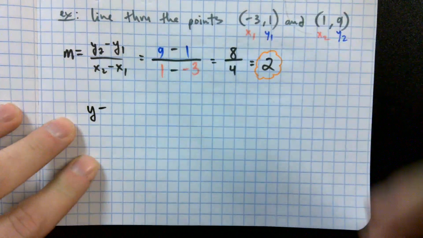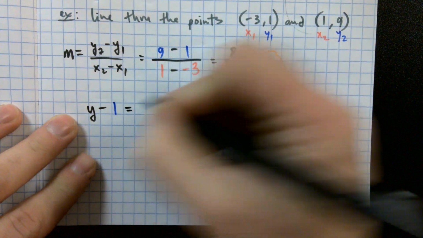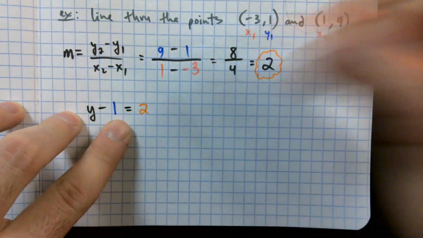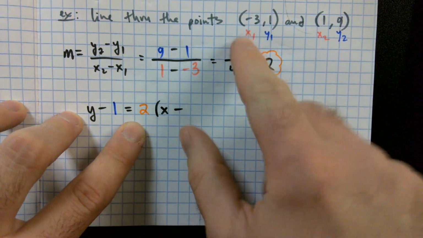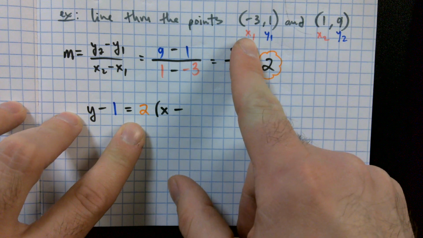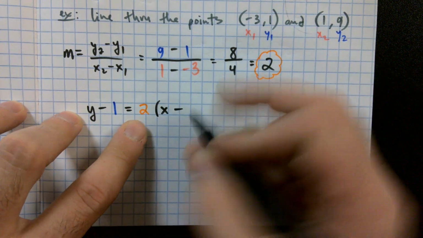Let's say I've got y minus y1, which is 1, equals m, which is 2, times x minus x1, which is -3. Oh, shoot. I thought it was minus.